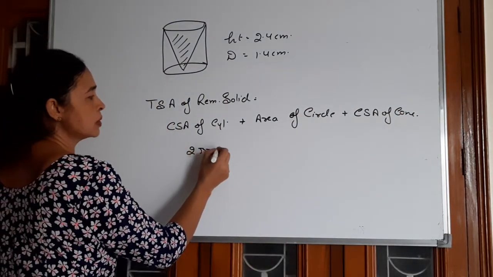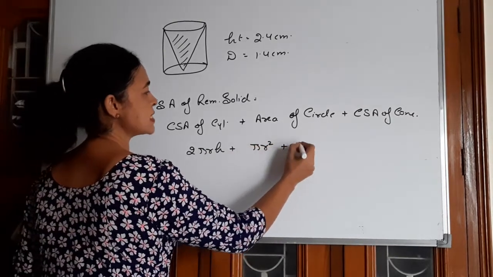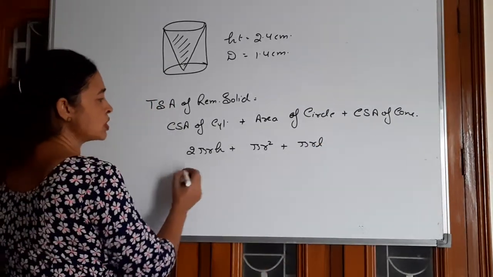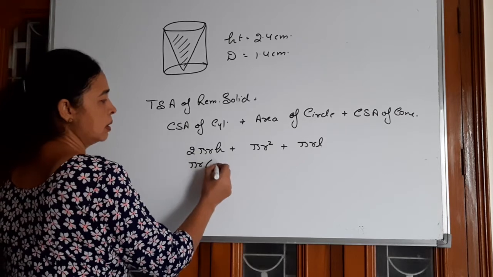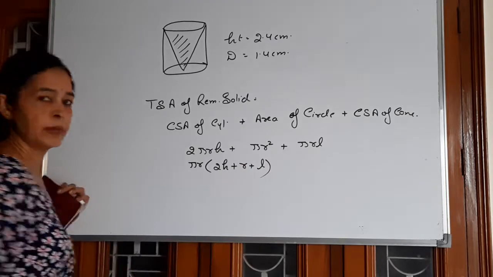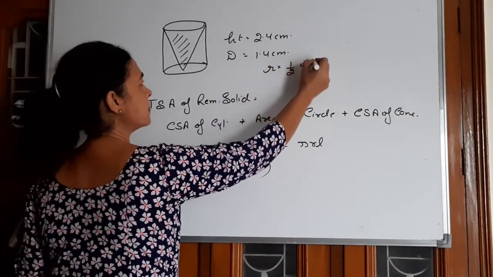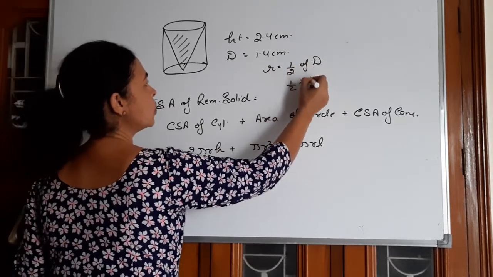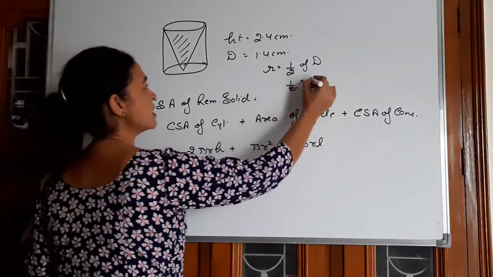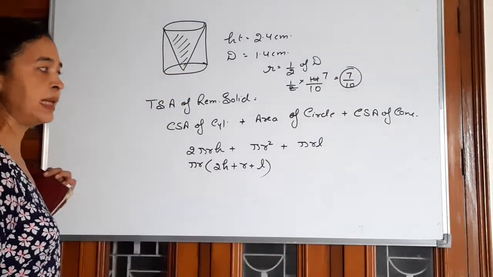What is CSA of cylinder? 2 pi rh, plus what is the area of circle? Pi r square, plus CSA of cone, that is pi r L. What is L? Slant height. Now what is common? Pi r is common. What is left? 2h plus r plus L. Now what is radius? Radius is half of diameter, that is 1/2 into 14/10. Decimal we removed. 2 7s are 14. Radius is 7/10 or 0.7. You can take either of them.